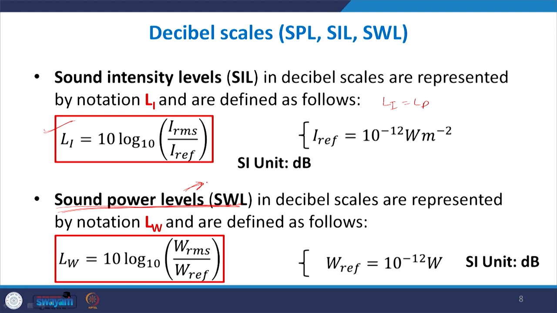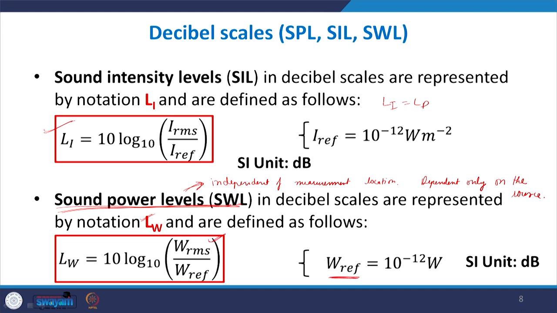So the sound watt level, or sound power level, will also be independent of the measurement location. It will vary only with the source. It is represented by this symbol, and it is defined as 10 log10 of W RMS by W reference.